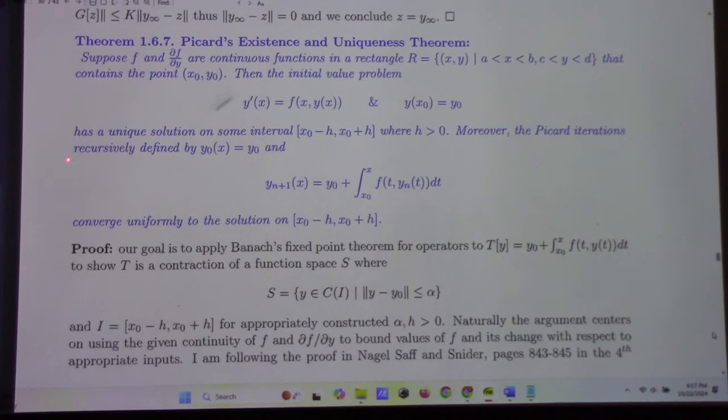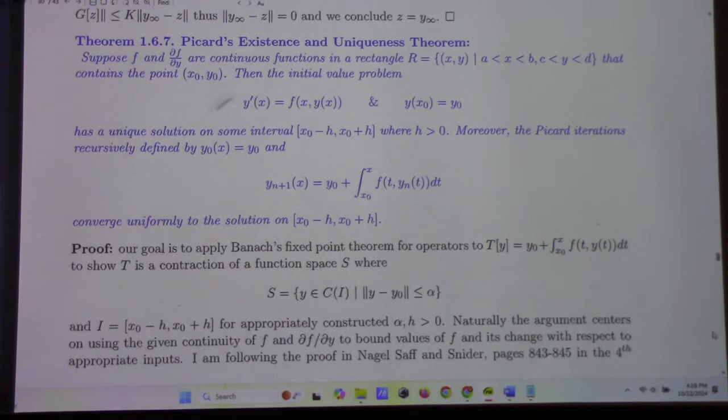Moreover, the Picard iterations, recursively defined by starting out with y naught, and then y n plus 1 is this, converge uniformly to the solution on that closed interval that we need to construct. We're going to construct this interval on the back of the continuity we're assuming of the differential equation's defining function f and its partial derivative.